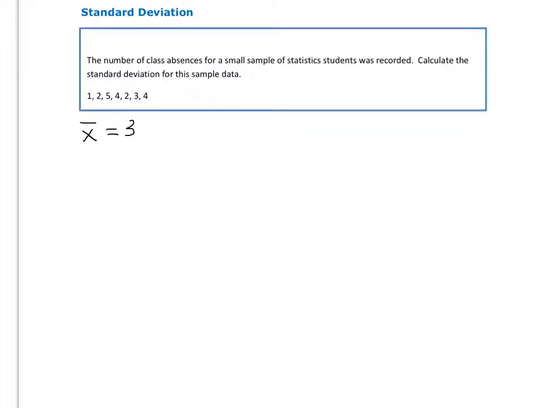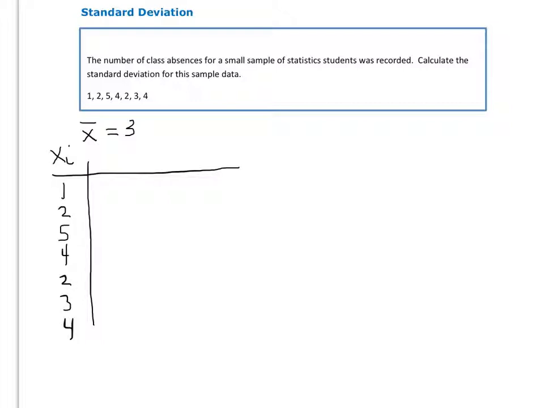So what we want to do now is to calculate the standard deviation. Remember, that's a number that describes roughly, on average, how far the data values are from the mean. So to do this, we're going to use a table. In the first column, we're going to list the data values, call them x sub i's. The data values were 1, 2, 5, 4, 2, 3, 4.